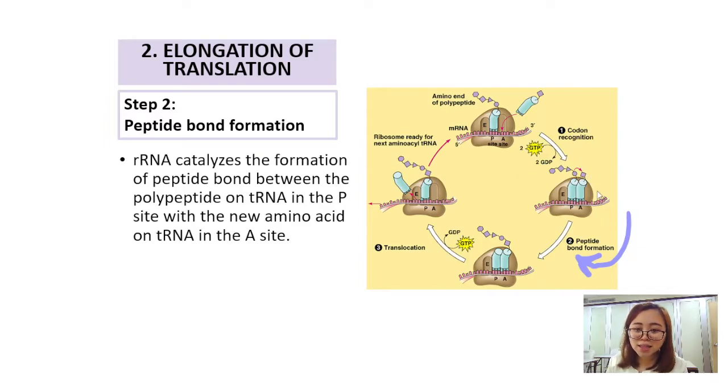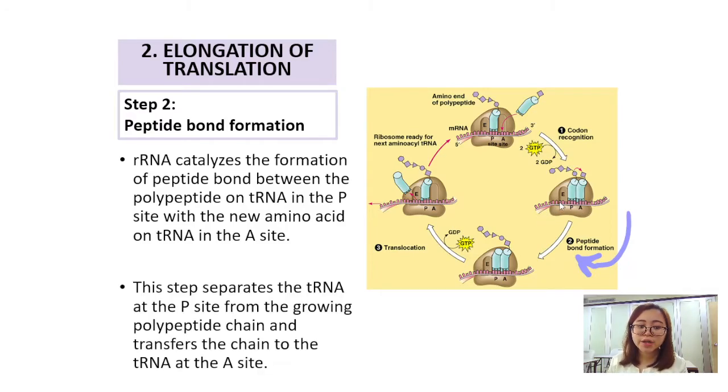You will see a little red arrow over there. That is what is happening. That's the peptide bond formation. So in this step, it will separate the tRNA at the P site from the growing peptide chain and transfers the chain to the tRNA at the A site. Kamu boleh tengok gambar raja di sini. Mula-mula polypeptide chain itu berada di tRNA yang di tengah-tengah, yang di P site. Selepas step kedua ini, growing polypeptide chain akan bersambung kepada tRNA yang berada pada A site, yang di tepi. So now the middle one is empty.